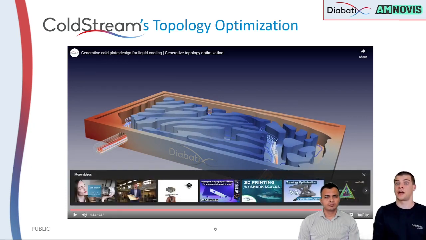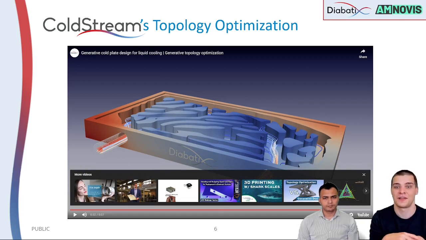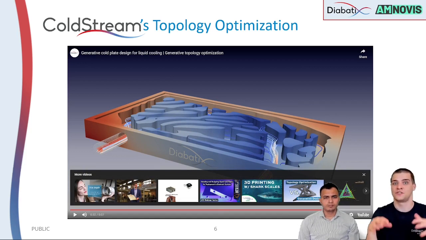This video actually captured quite well how all these structures are added automatically, and it's fully based on the AI to determine where and how those structures should look. That's it for ColdStream. Now I will go to Suraj's part to explain what Amnovis stands for.